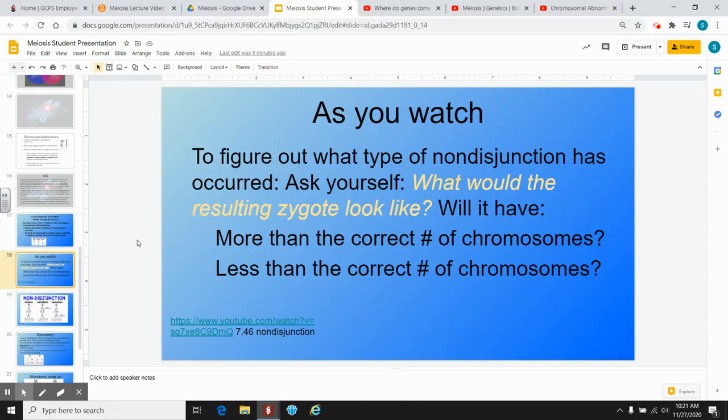And on your test, you will need to be able to discern what kind of non-disjunction has occurred, either through a description in words or through diagrams. And we're going to go through the diagrams after the video and take a closer look. So let's watch the video.